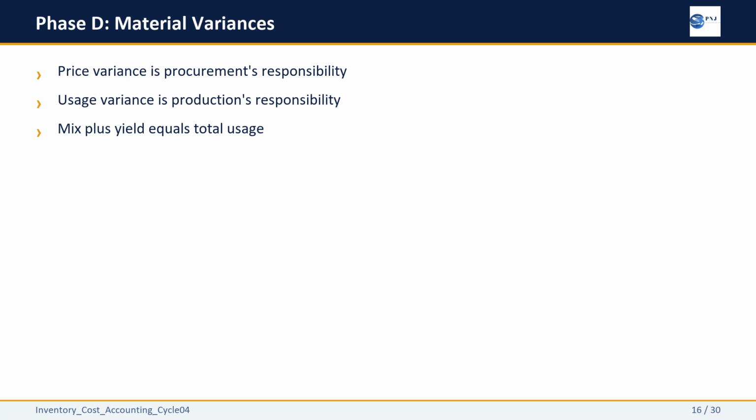Phase D explains why actual cost differs from standard. Material variances split two ways. The material price variance compares actual price to standard price on quantity purchased, and it belongs to procurement. Think volume discounts or supplier changes. The material usage variance compares quantity used to the standard quantity allowed for actual output, and it belongs to production. Think waste or yield problems. When several inputs blend, mix and yield variances refine the picture, and together they equal the total usage variance.